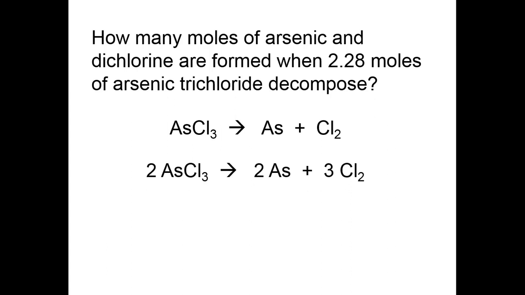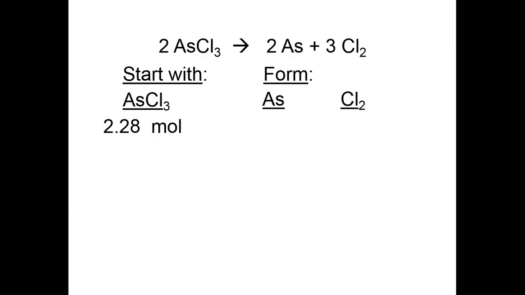A balanced equation would have 2 moles of AsCl3 react to form 2 moles of arsenic and 3 moles of Cl2. The link between arsenic and AsCl3 is 2:2, which comes from the coefficients in the balanced equation.